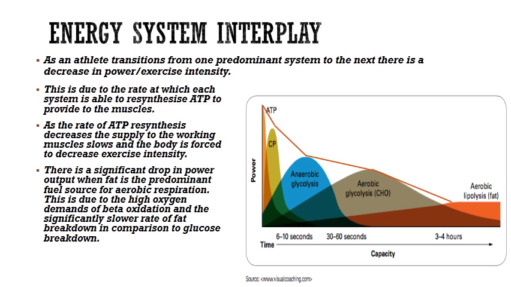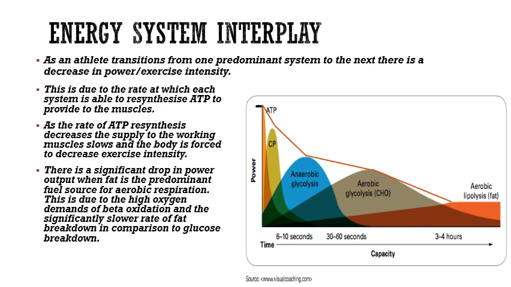What this graph is showing us is that each time we shift to a different predominant energy system across the course of that maximal intensity exercise, we get a decrease in power. So at the very start of that maximal intensity bout of exercise, our power output is at its greatest, and that's because we're using our stored ATP. So we're supplying the ATP needed for muscle contractions instantly.